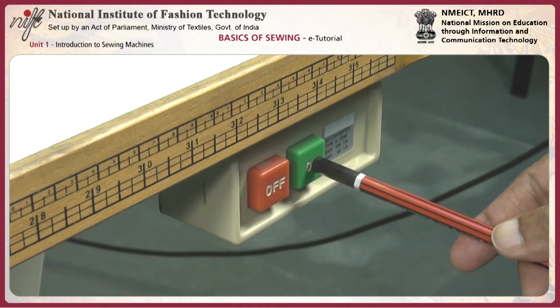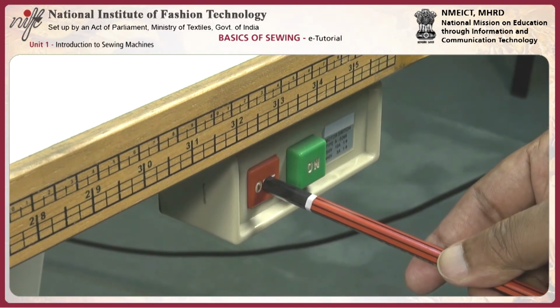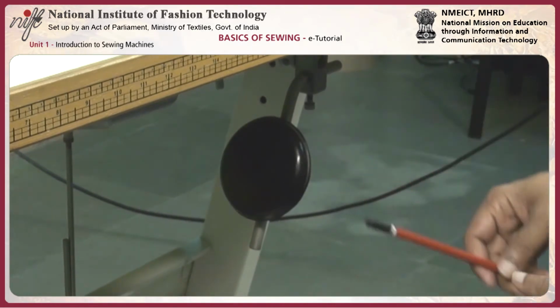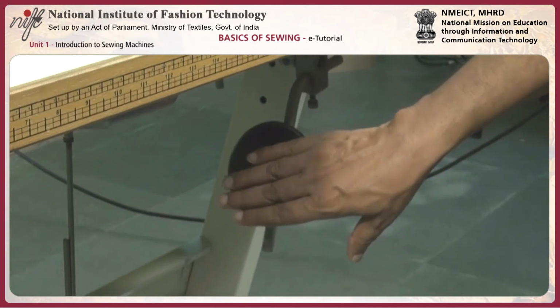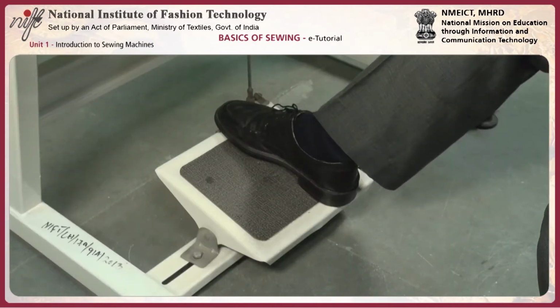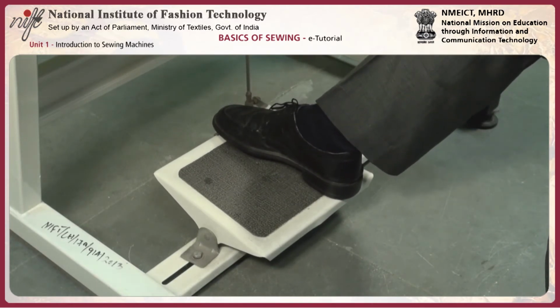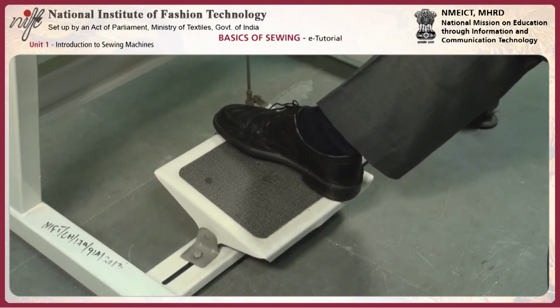The green one is the on switch and the red one is the off switch. Knee pressure foot lifter, how to operate it? Just push it up and down. Speed regulator, which is attached through a rod to the motor to control the speed of the sewing machine.